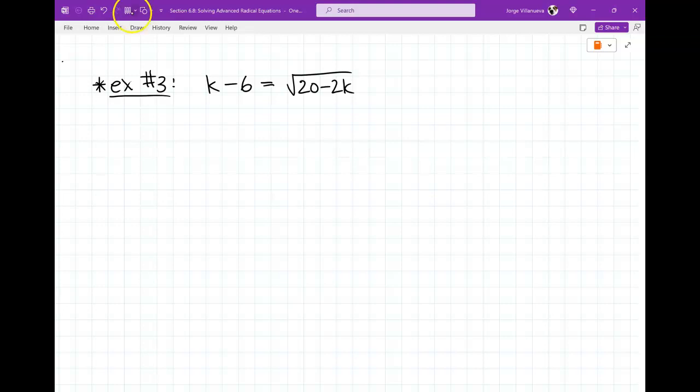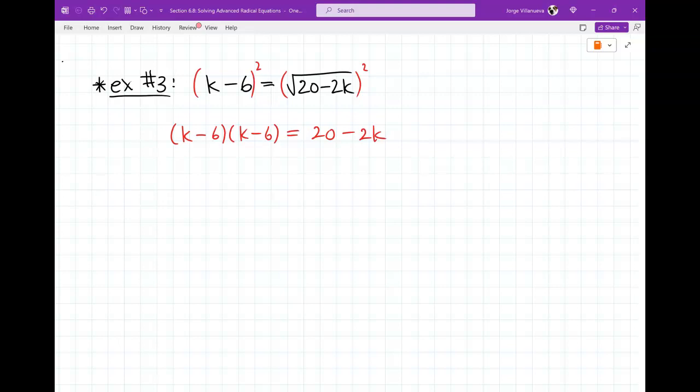Let me check to see how many of these there are, but I think there's 3 at the most. Yeah, there's 3 of them out of the 8. So, here we go. Squaring both sides. On the left side, I'm just going to write it out. It's going to be K minus 6 times K minus 6. And on the right side, 20 minus 2K.